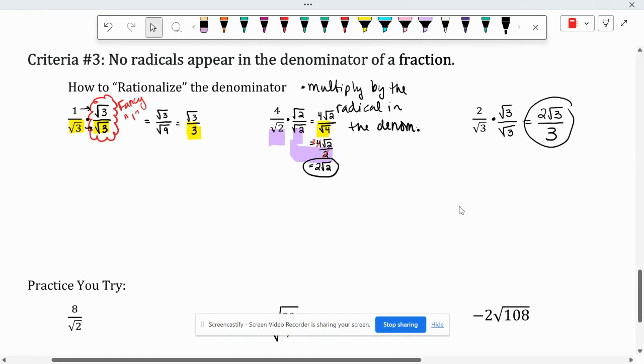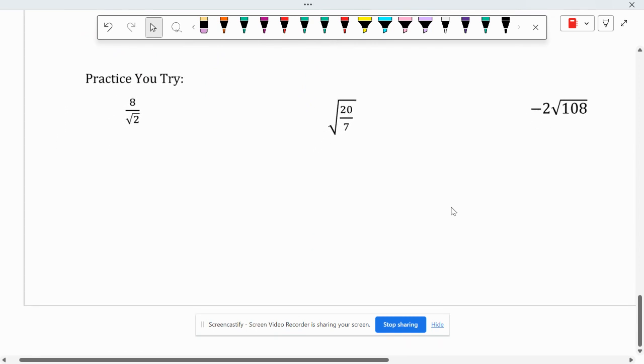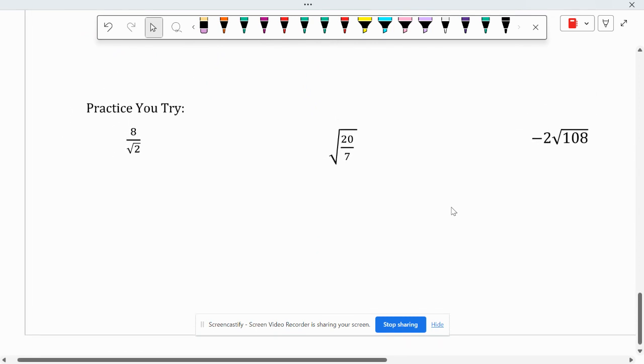Jose, how are your notes going, Jose A? Because it doesn't look like you're doing your notes. It looks like you're doing something on your computer. Okay, just checking.